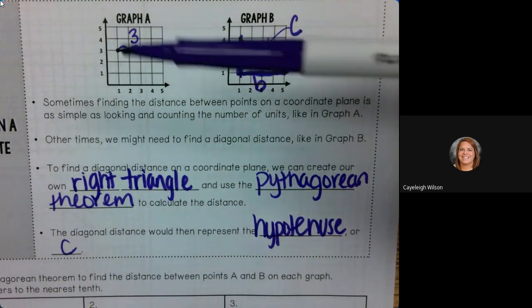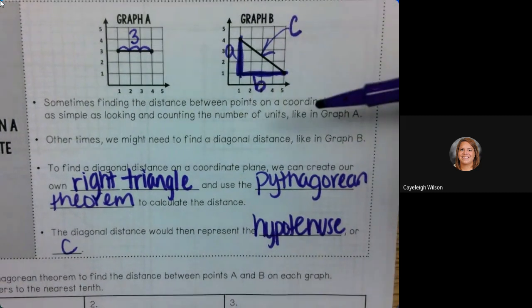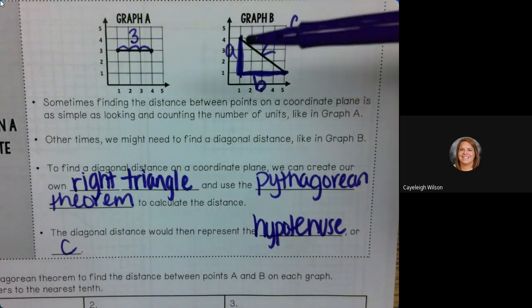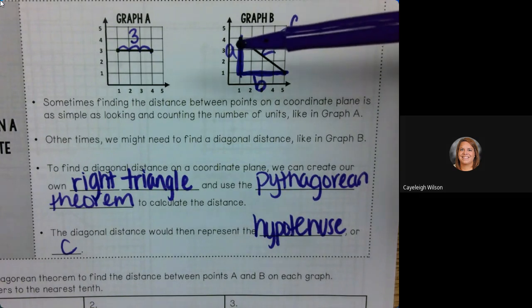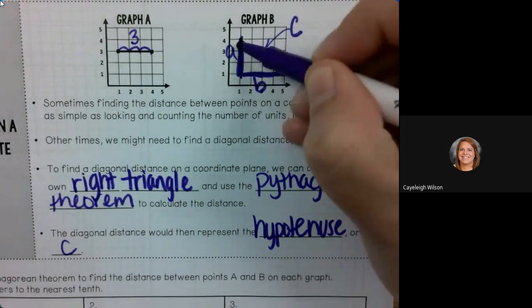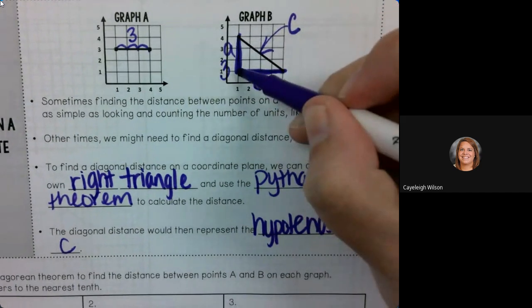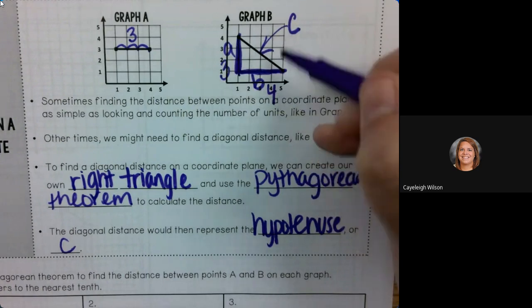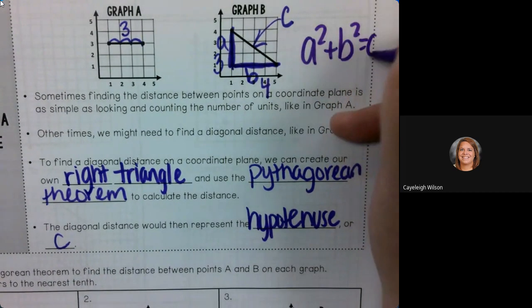So like I said, you can count straight distances, but you cannot count diagonal distances. So what we'll do is we will connect to make a triangle from one point to the other point on straight distances, and then we should be able to count and use them. So like this straight distance is 1, 2, 3. This straight distance is 1, 2, 3, 4. So we would be able to use 3 and 4 to find our hypotenuse along with our Pythagorean theorem.